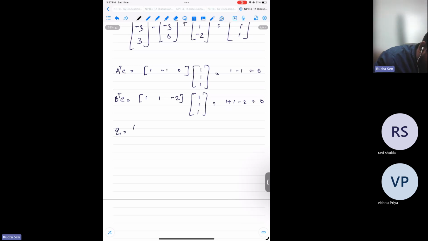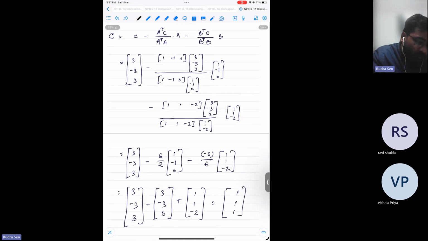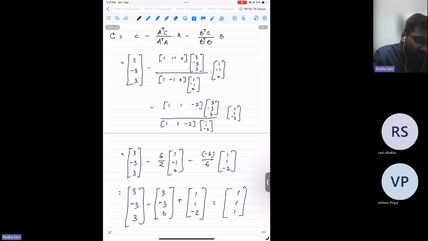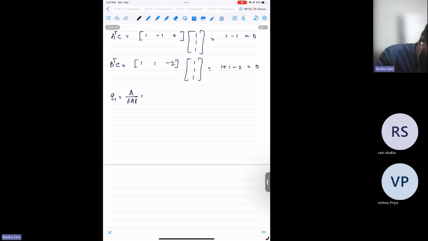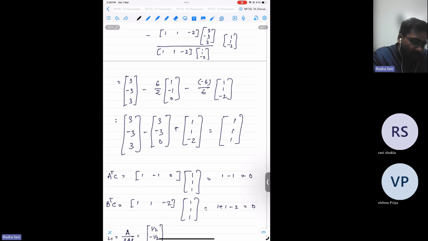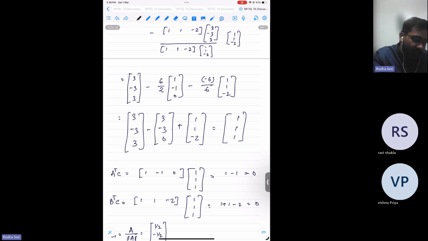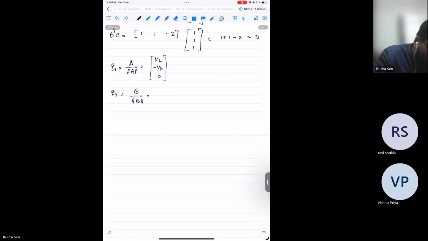So that means Q1 is basically A by the norm of A. So what is the norm of A? The norm of A is basically A transpose A, right? So A transpose A is basically 2. So 1, minus 1, is basically half, minus half, 0. This is Q1. Q2 is B by the norm of B. The norm of B is basically B transpose B. So what is B transpose B? B transpose B is basically 6, right? So it is 1 by 6, 1 by 6, and minus 1 by 3.